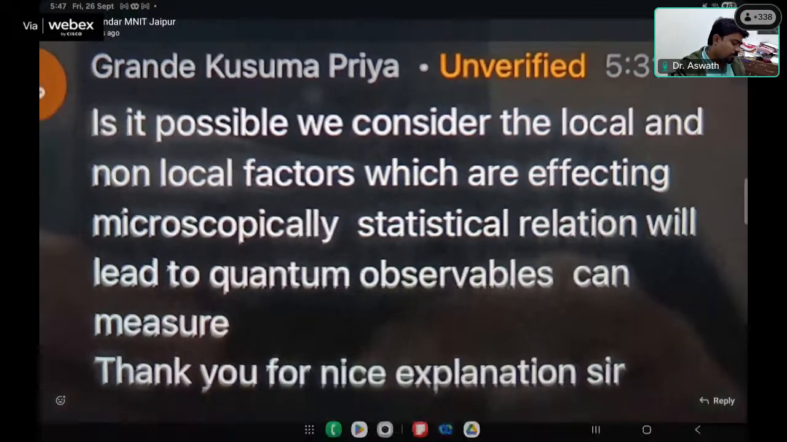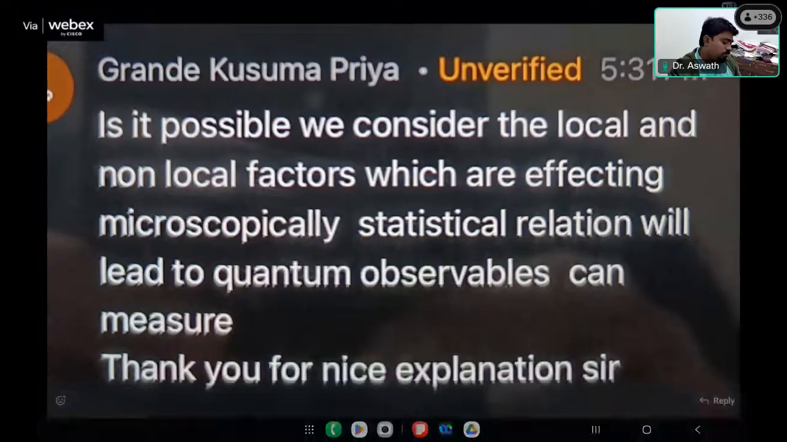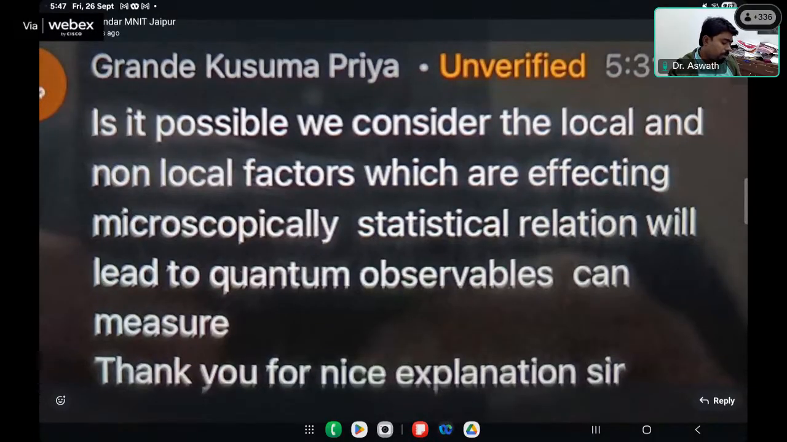Okay, so local and non-local factors. Local factors are fine, easy to address, we can understand. Non-local factors means we will have to talk in terms of macroscopic. Macroscopic means no more quantum at all, right? Because we are talking in terms of large entities. So non-local factors means somewhere coming from very far. In that case, we will be talking about a collection of microscopic systems. So is it possible? Of course, not possible as far as my knowledge goes.